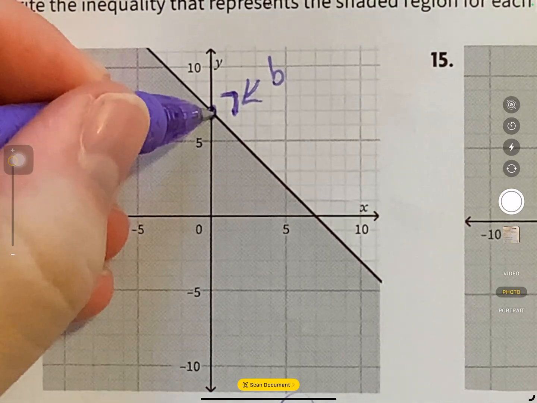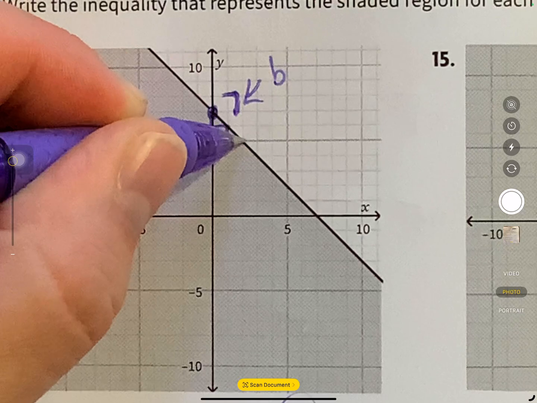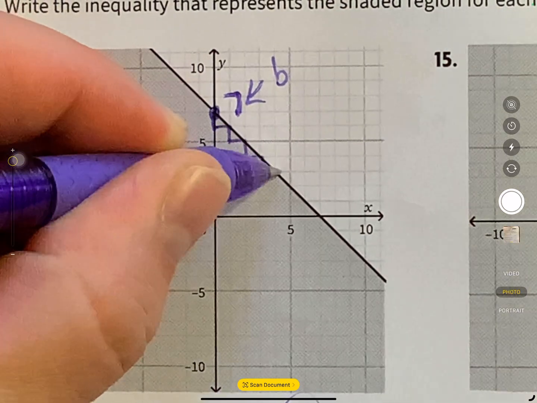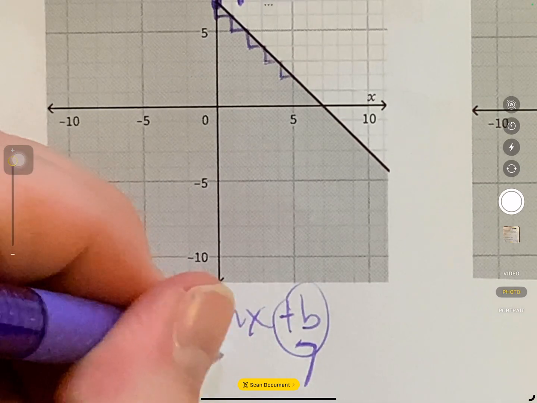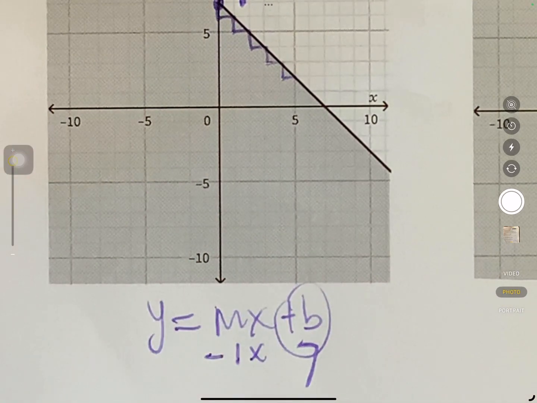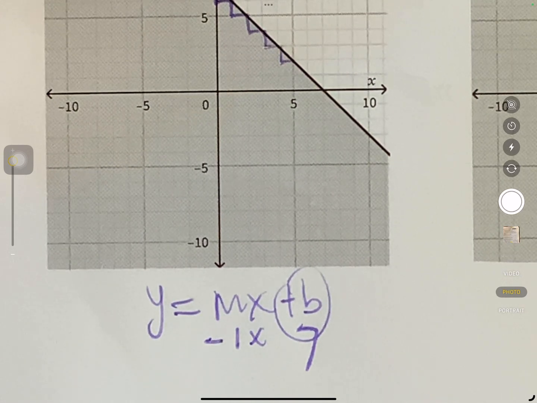It's going to go down 1 over 1, down 1 over 1, down 1, right? So the slope is negative 1, so my slope is minus 1x. So I'm done. I have everything. What I don't have is the inequality.